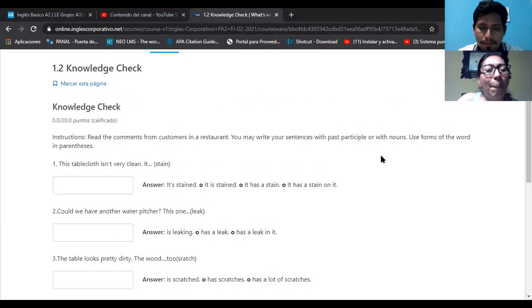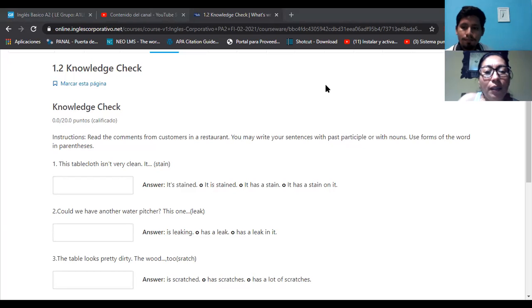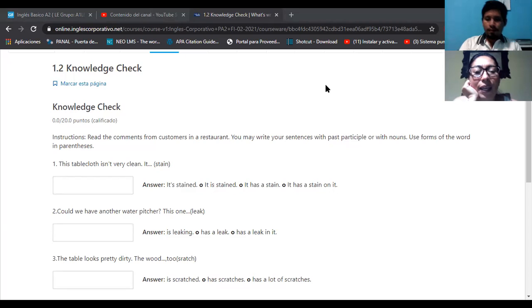Okay, tell me, sorry. The number one, it's okay, but the number two, this one is leak. Okay. Or has a leak. You have three different options. Could be this one is leaking, this one has a leak, or this one has a leak in it. You have these three different options. Okay. I used is leaking, but it's wrong. I don't know why. Maybe you must add the period at the end of the sentence. That's one of the reasons sometimes it's wrong, because we miss the period. So if you notice here, we must add a period.